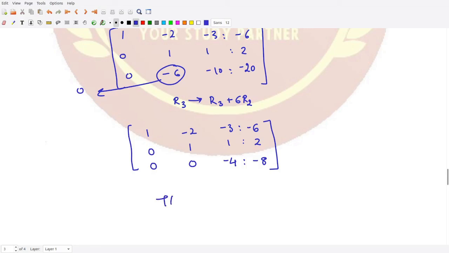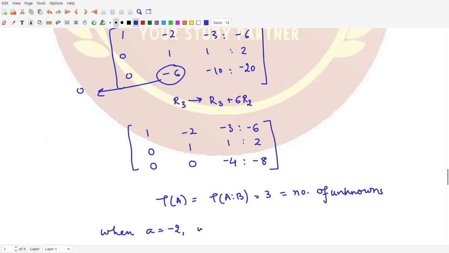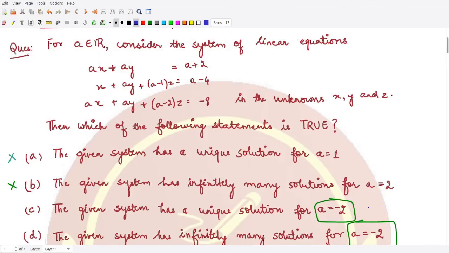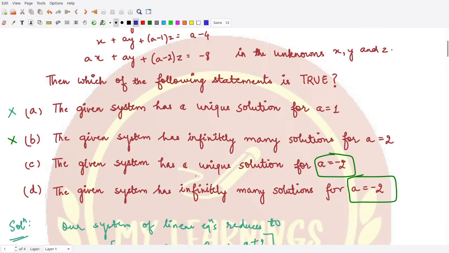So here you could see the rank of matrix A is equal to the rank of matrix A augmented B, and both of them are equal to 3, which is the number of unknowns given for the system of linear equations. So that means when a is equal to -2, we have a unique solution. We have a unique solution with us. So once you have the unique solution, you could just mark your answer here. So let's see, when a is equal to -2, we have a unique solution. So that means option C here is the correct option.